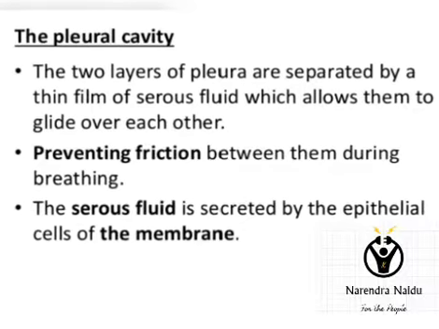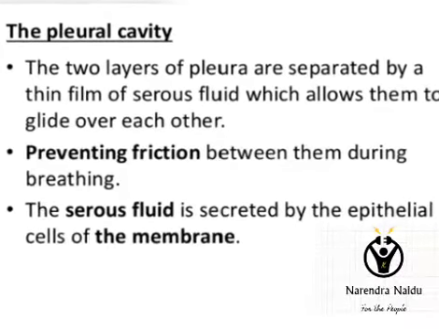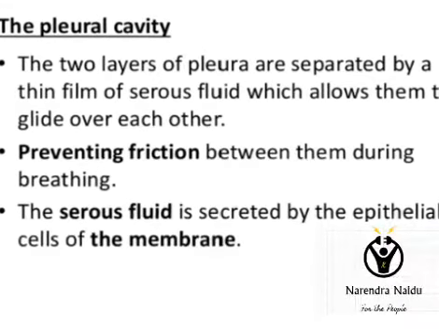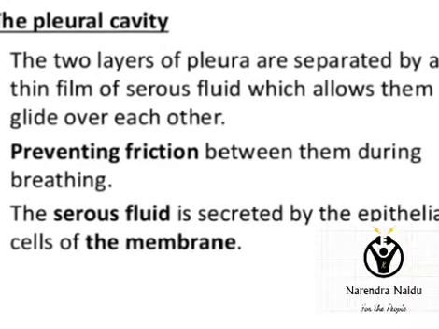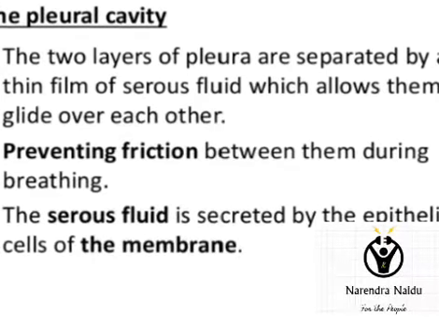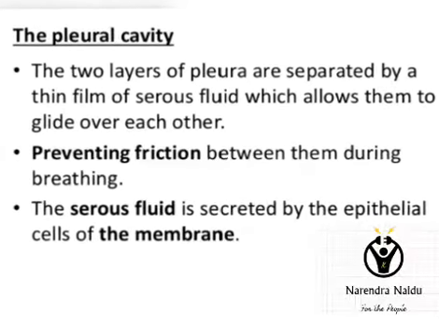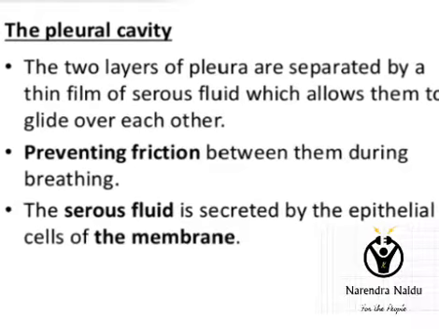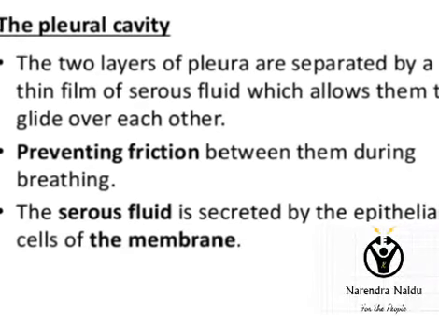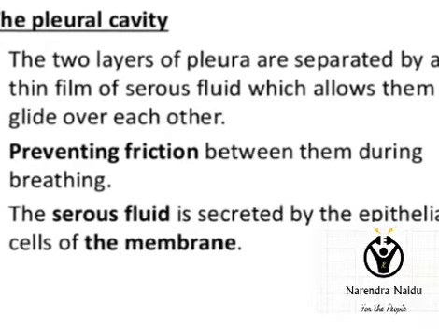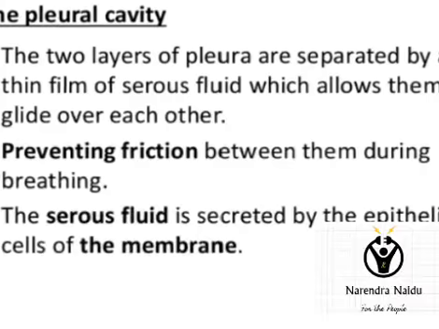And then the pleural cavity separates these two pleural layers and it prevents friction during breathing, and the serous fluid which is secreted by epithelial cells of the membrane will be secreted through this pleural cavity. And you can see the diagram of the pleura here.